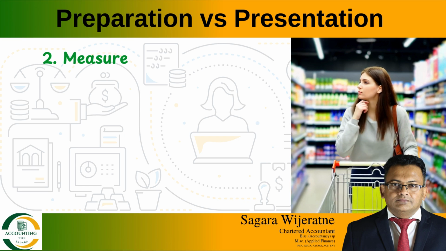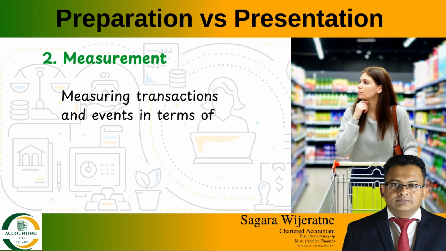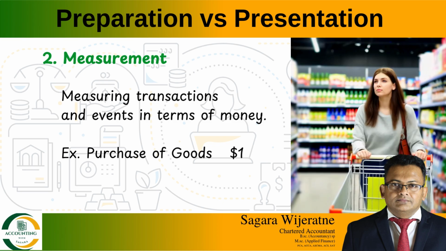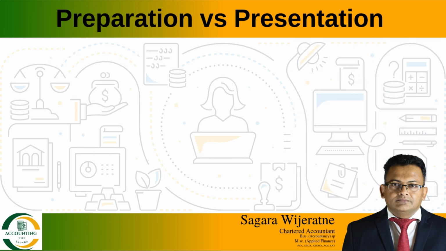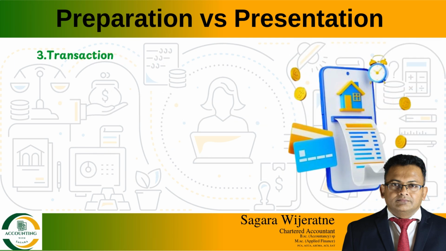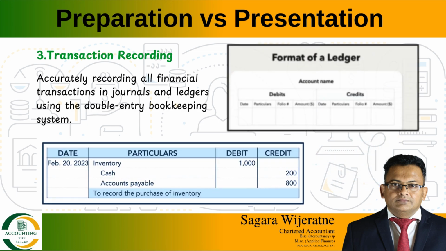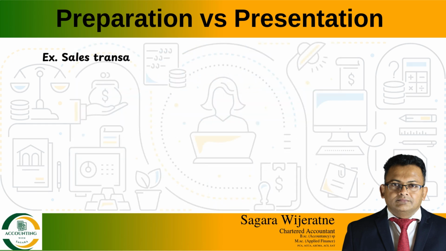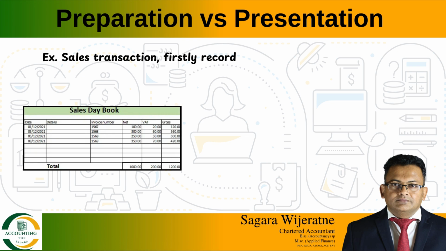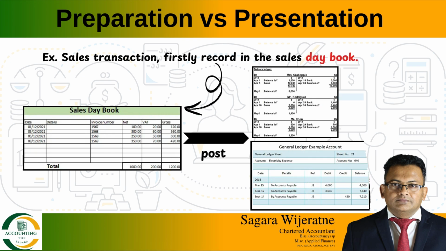Step 2. Measurement. Measurement is measuring transactions and events in terms of money. Example, purchase of goods, $10,000. Sale of goods, $15,000. Step 3. Transaction recording. Transaction recording is accurately recording all financial transactions in journals and ledgers using the double entry bookkeeping system. Example, sales transaction, firstly record in the sales day book and post them in the debtors ledger and general ledger.